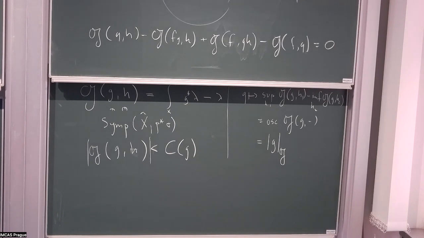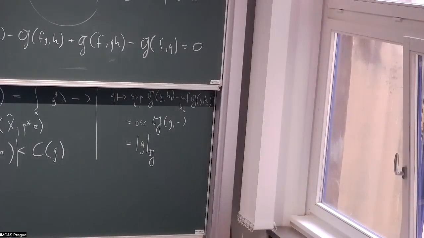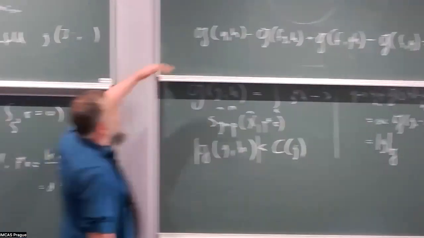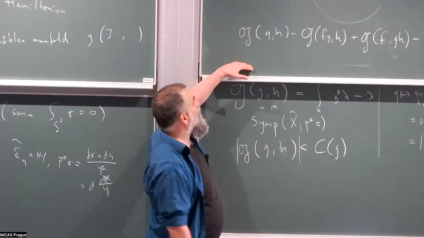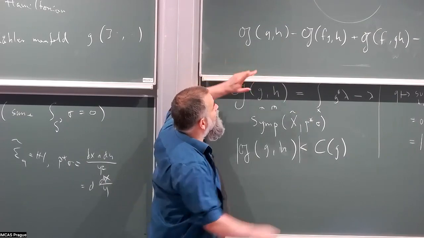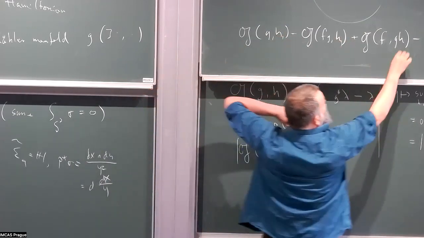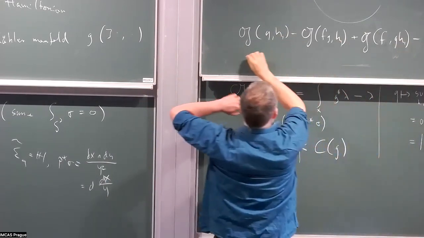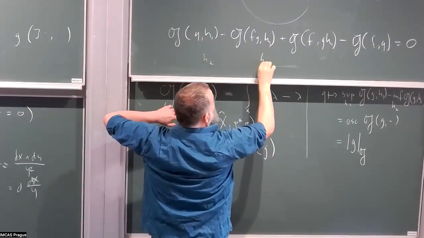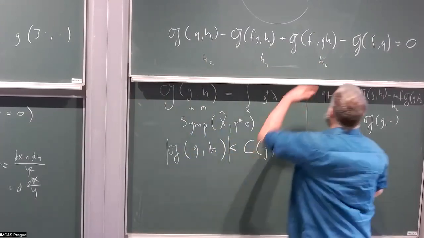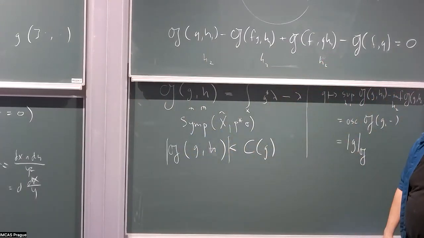Okay. Now I have this G. What should I write? Yeah, I should write this cocycle identity twice. Okay. For H1 and for H2. Same thing with H2 here. And subtract. If I subtract, this thing goes away.